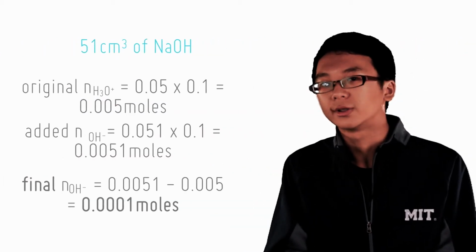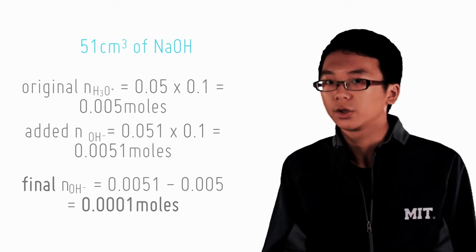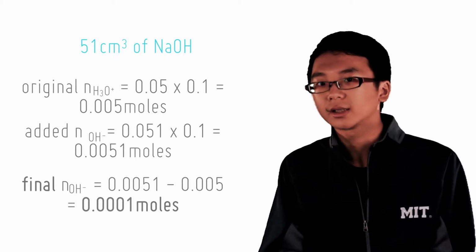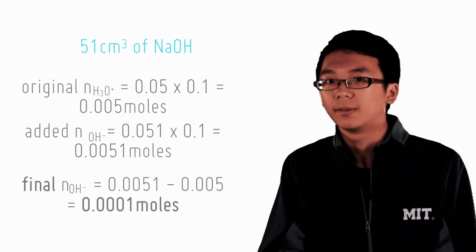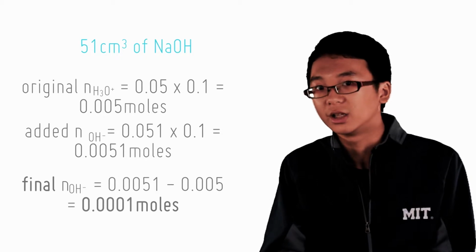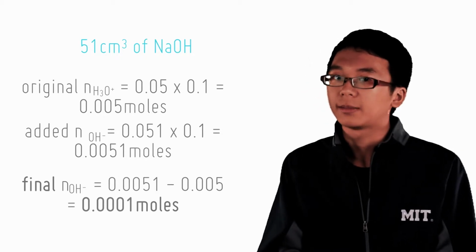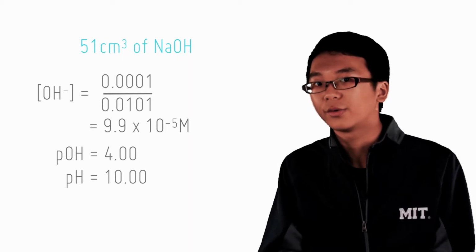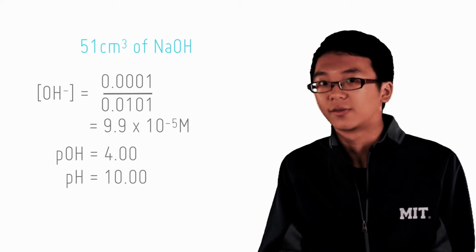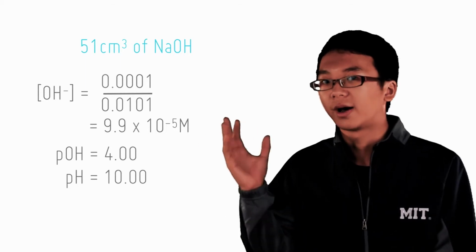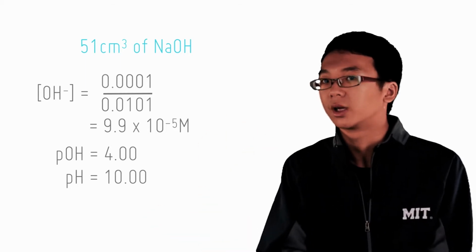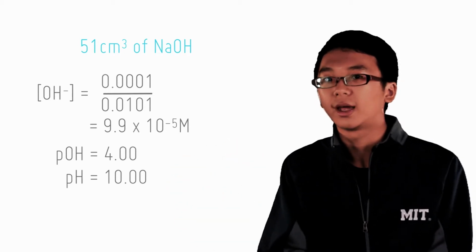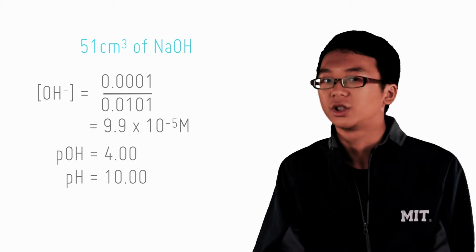Finally, for the post-equivalence point, do the same for 51 cm³. Now it will be calculating the amount of hydroxide ions instead. Take the number of moles of hydroxide minus the moles of hydronium initially, and you should get 1 times 10 to the power of negative 5 mole. Divide that by the new volume of 101 cm³, in the right units of course, to get the concentration of hydroxide. Take negative log 10 to get the pOH, and then take 14 minus that to get your pH. If you don't get any of the reasons for these calculations, you can watch the earlier videos.